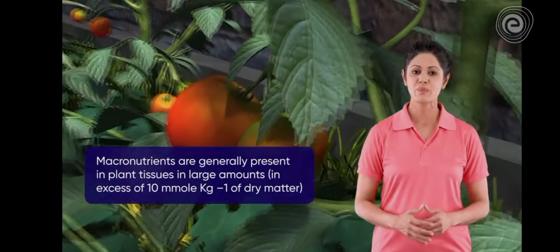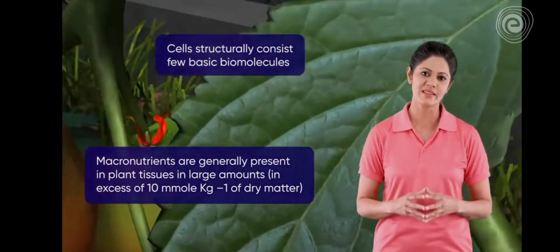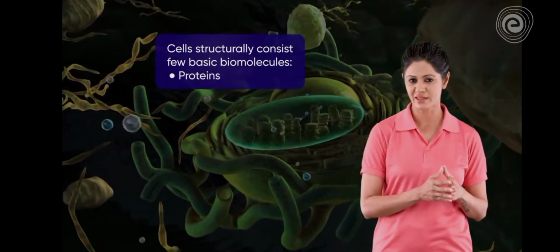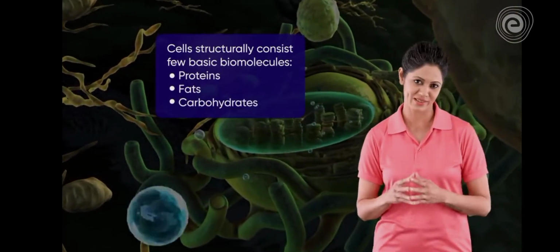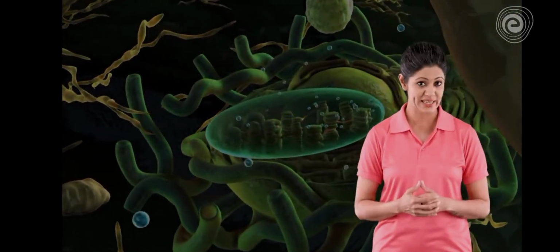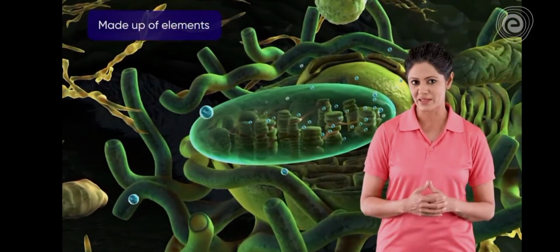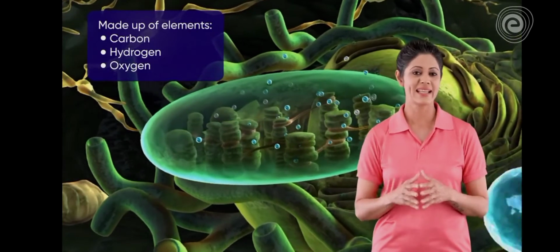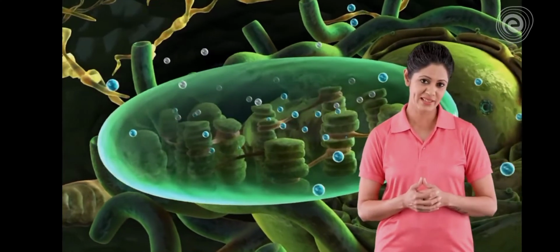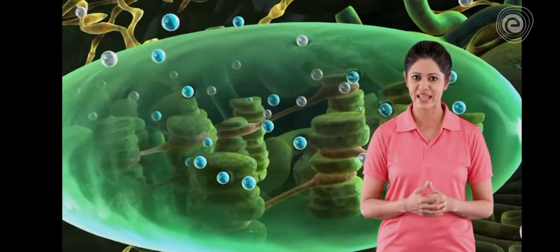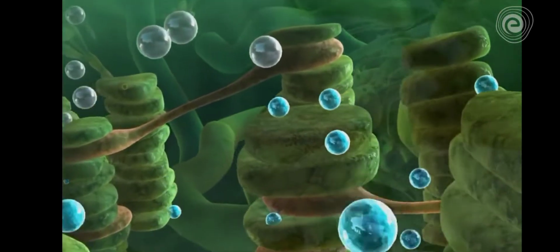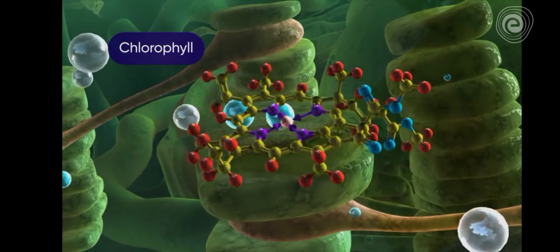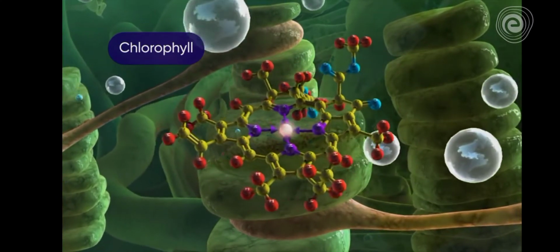Macronutrients. Plant cells structurally consist of a few basic biomolecules that include proteins, fats, and carbohydrates. These biomolecules, in turn, are made up of elements like carbon, hydrogen, oxygen, and nitrogen. Let's study the role of some other essential elements. Chloroplasts contain a vital pigment, chlorophyll, that shows the presence of one of the essential elements, magnesium.